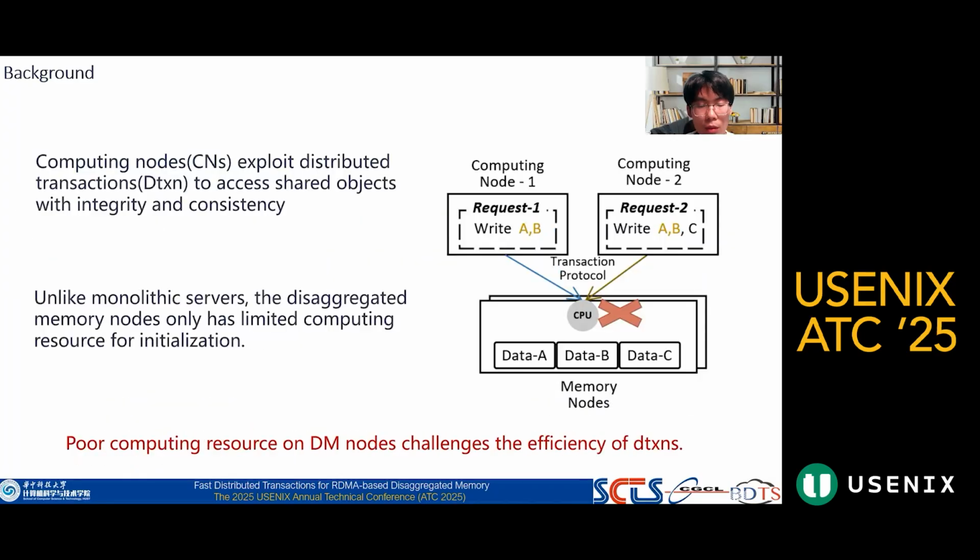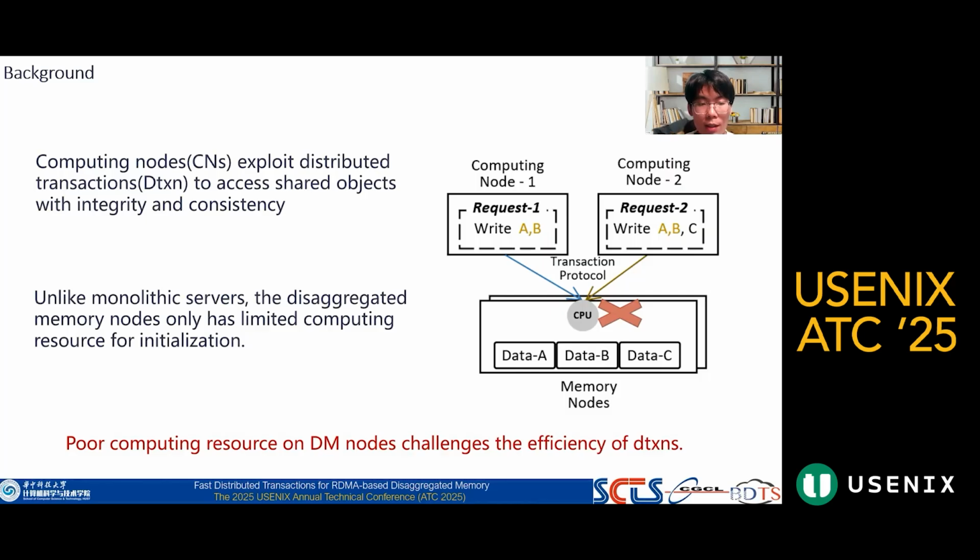In a DM system, computing nodes must rely on distributed transactions to access shared data in the memory pool for consistency. However, memory nodes usually have limited computing resource, making them unable to handle costly transaction operations. So, traditional RDMA-based transaction systems are unsuitable for disaggregated memory.